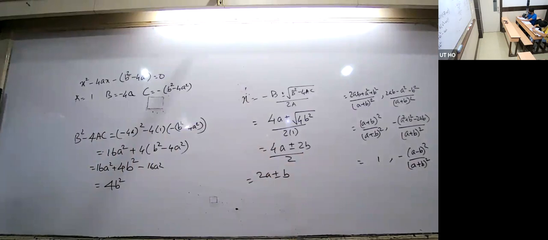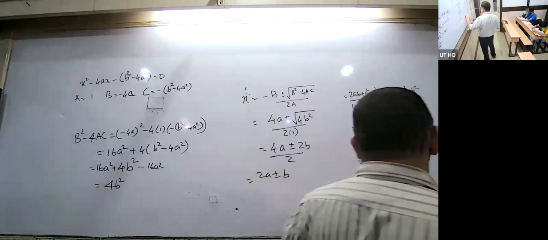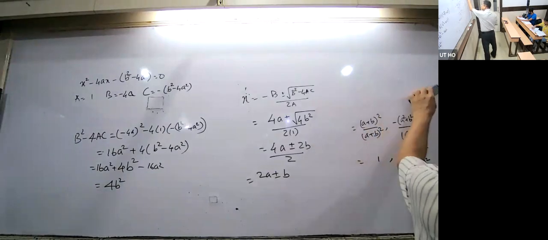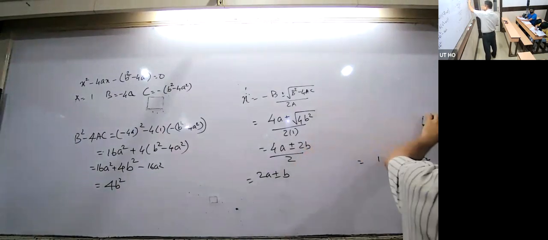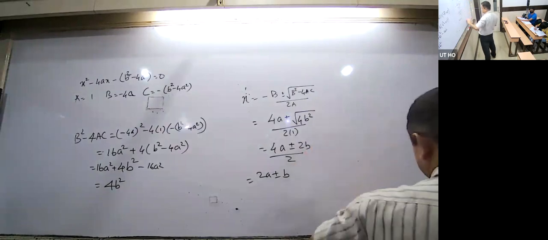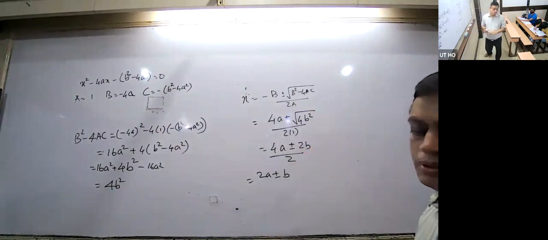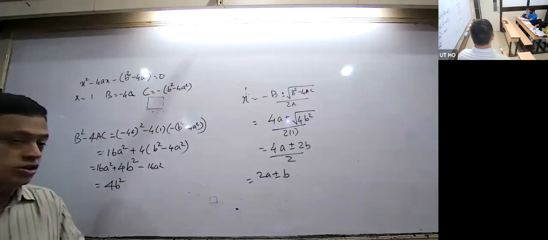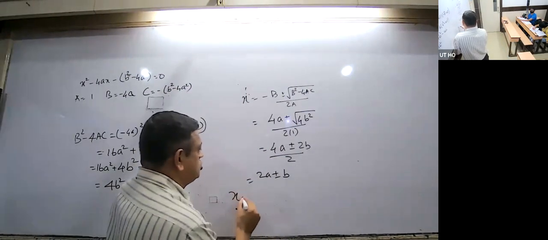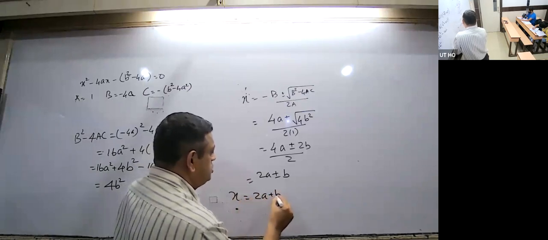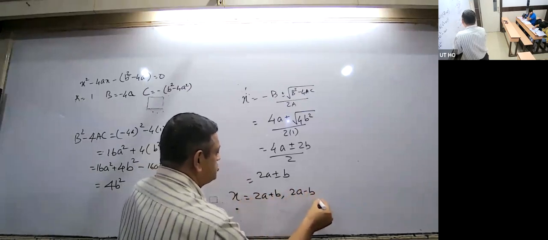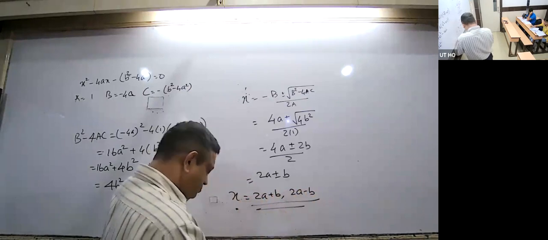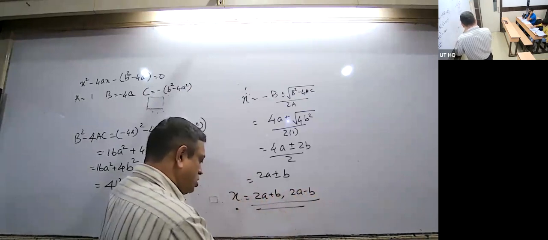Aryan, following. This is easy one. That second one was complicated. Complicated means simplification. So this can be written as final answer now. X is equal to 2a plus b or 2a minus b. Done. Okay.